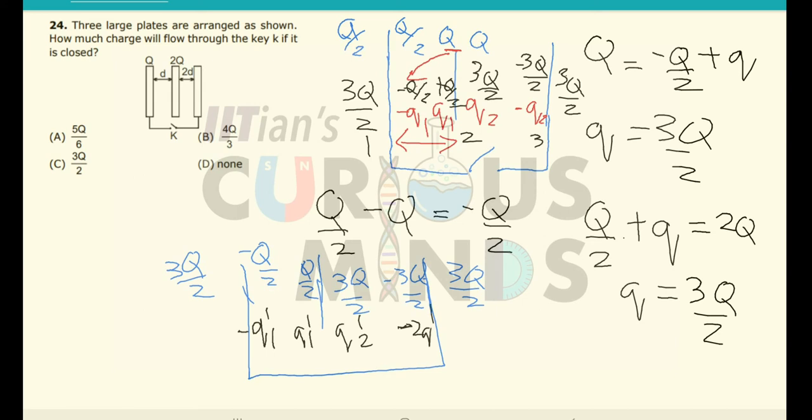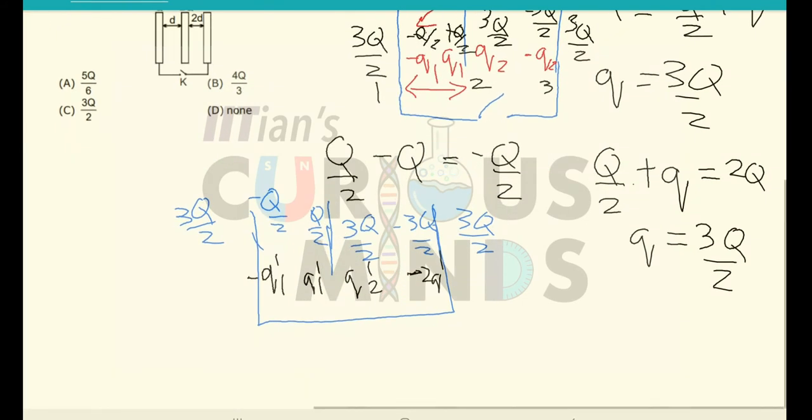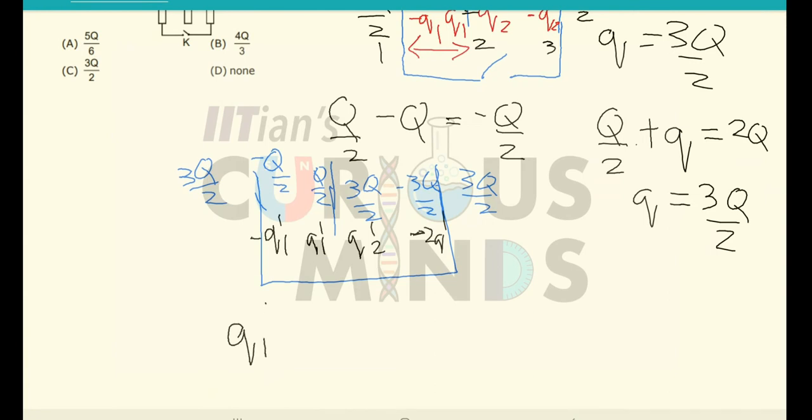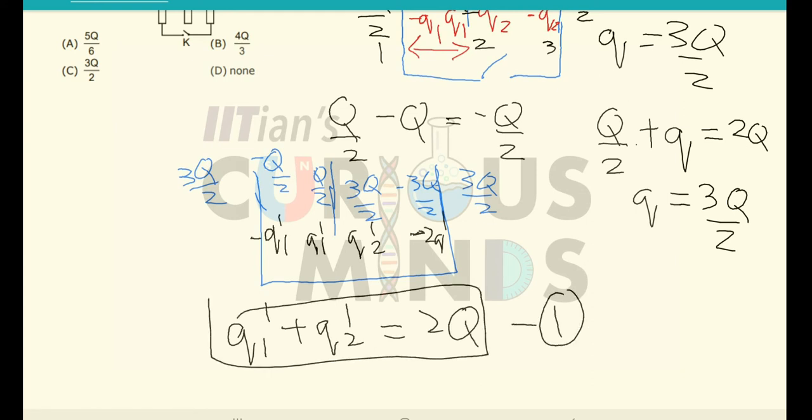Okay, now the total charge on the center plate remains the same, so I can say that Q1 dash plus Q2 dash will be equal to 2Q. Okay, this will not change. Let this be equation number 1. We will use this later. Okay, this is the first equation.